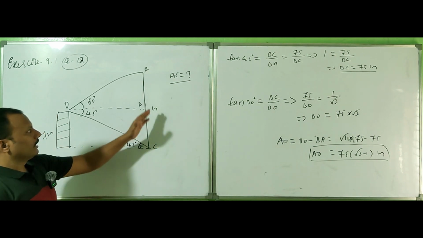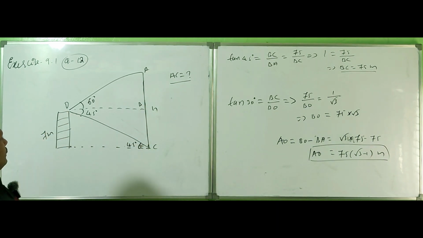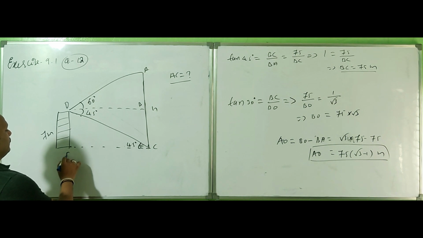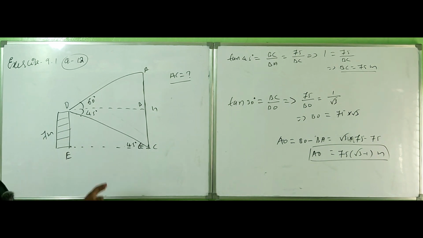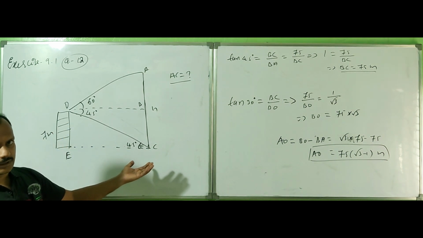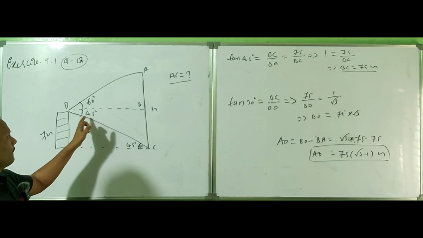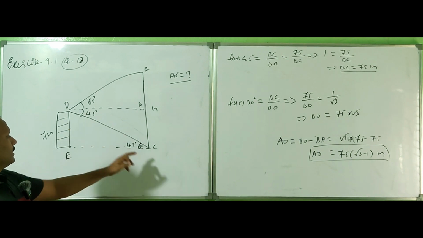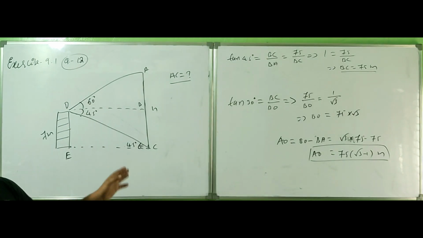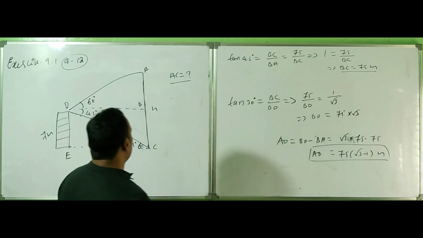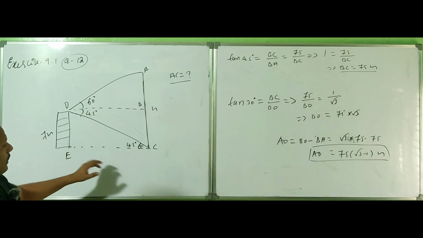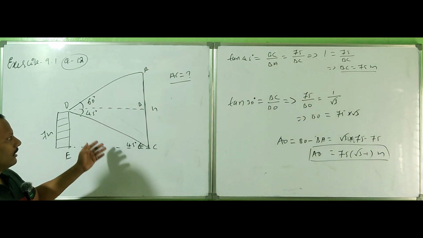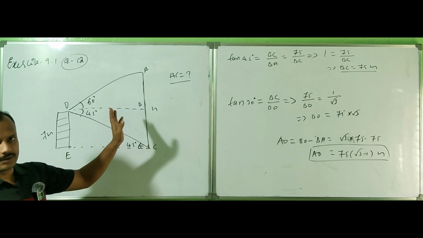Why? Because BC and DE are parallel, therefore DC is a transversal. Angle BDC is equal to angle DCE, alternate interior angles. So here you can take this one as a base, and you can get the same answer.